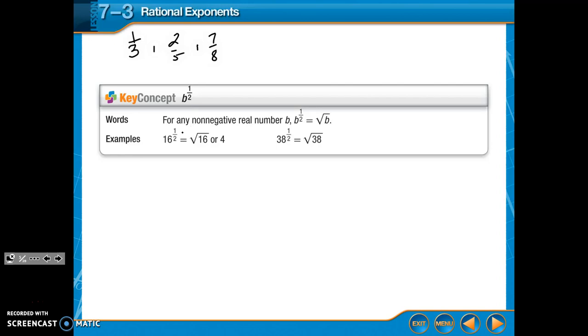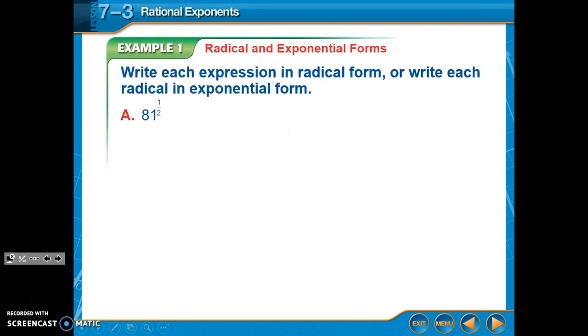So for any non-negative real number, b to the 1/2 is the same thing as the square root of b. So whenever your fractional exponent is 1/2, that's the same thing as being the square root, like the square root of 16. The square root of 16 we know is 4 because 4 squared is 16. What we want to do here is be able to go back and forth between radical form and exponential form. Radical form is the one that has that square root type symbol, and exponential form is the one that has an exponent.